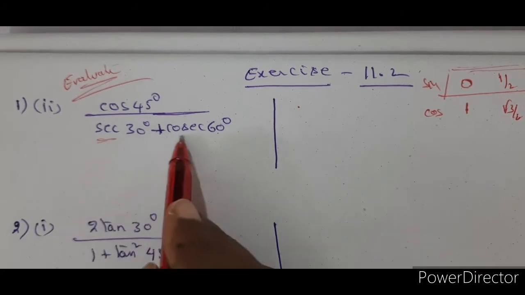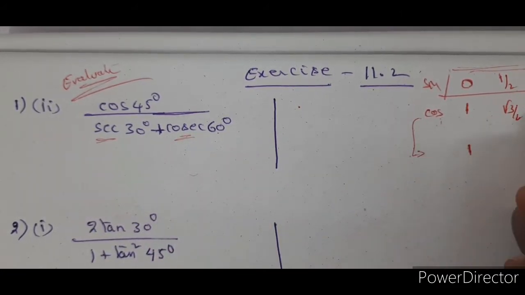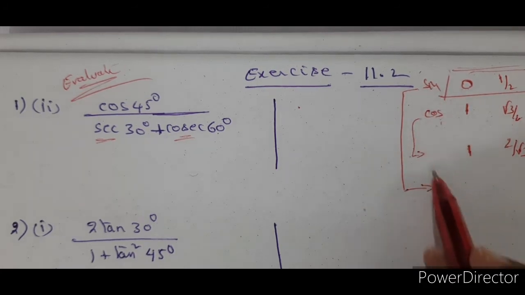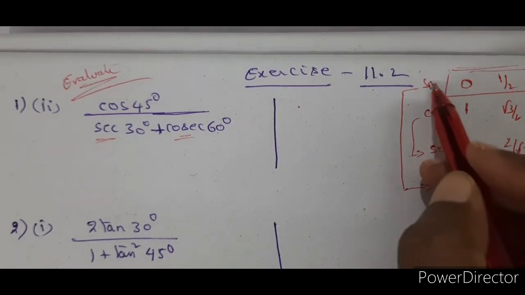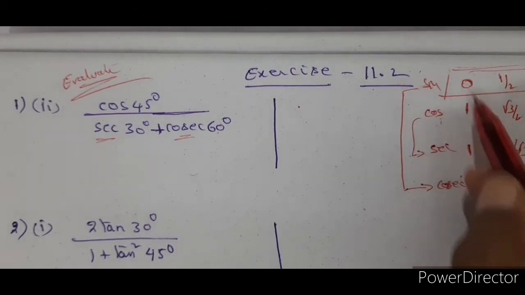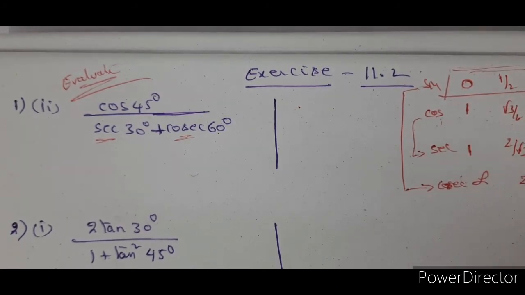Then we want secant and cosecant. Secant means reciprocal of cos. So 1 by 1 is 1. Reciprocal of root 3 by 2 is 2 by root 3. Then root 2, 2. And 1 by 0 is infinity. Now we want cosecant also, that is 1 by sine. So find the reciprocal of these: infinity, 2, root 2, 2 by root 3 and 1.